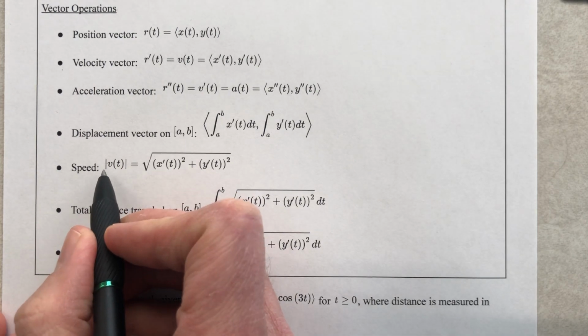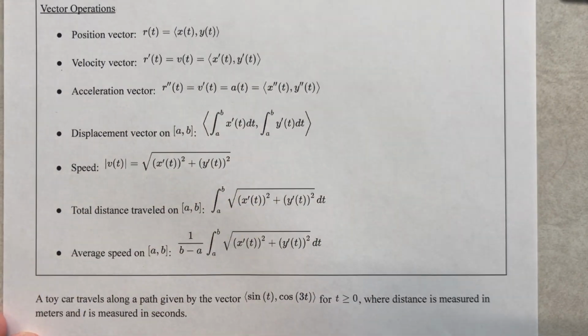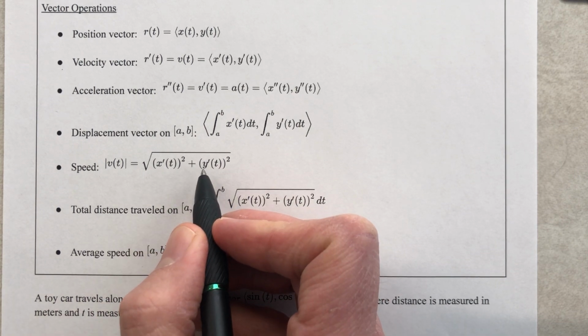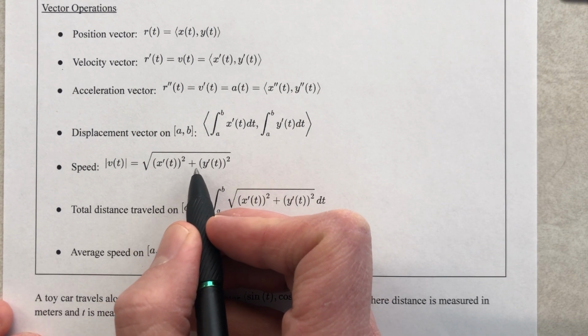All right, the speed, also known as the absolute value of velocity. If I did that, I would end up with this. This looks a lot like the distance formula, or the Pythagorean theorem in a sense.